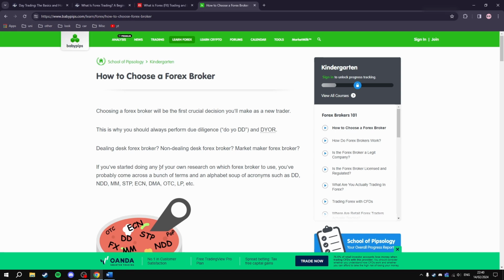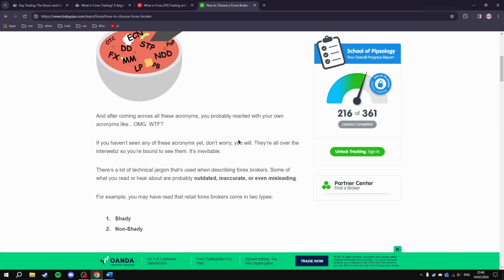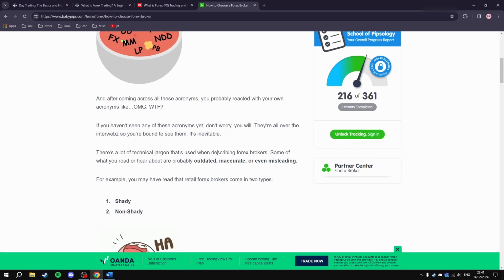If you've started doing any of your own research on which Forex brokers to use, you've probably come across a bunch of terms and an alphabet soup of acronyms such as DD, NDD, MM, STP, ECN, DMA, OTC, is that over the counter, LP, etc. And after coming across all these acronyms, you probably reacted with your own acronyms like OMG, WTF. If you haven't seen any of these acronyms yet, don't worry, you will. They're all over the interwebs, so you're bound to see them. It's inevitable. There's a lot of technical jargon that's used when describing Forex brokers. Some of what you read or hear about is probably outdated, inaccurate, or even misleading.